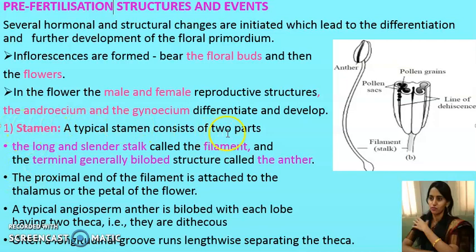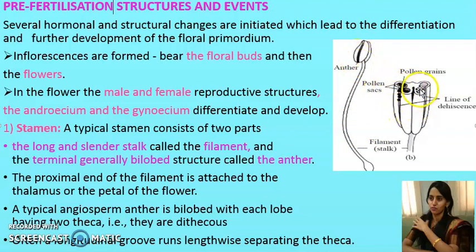A typical stamen consists of mainly two parts. One is the long slender stalk. Look at this, this is the long slender stalk, known as the filament. And a lobed structure which is attached to the filament is called the anther. The base of the anther, that is the proximal end of the filament, is attached to the petals or a thalamus.